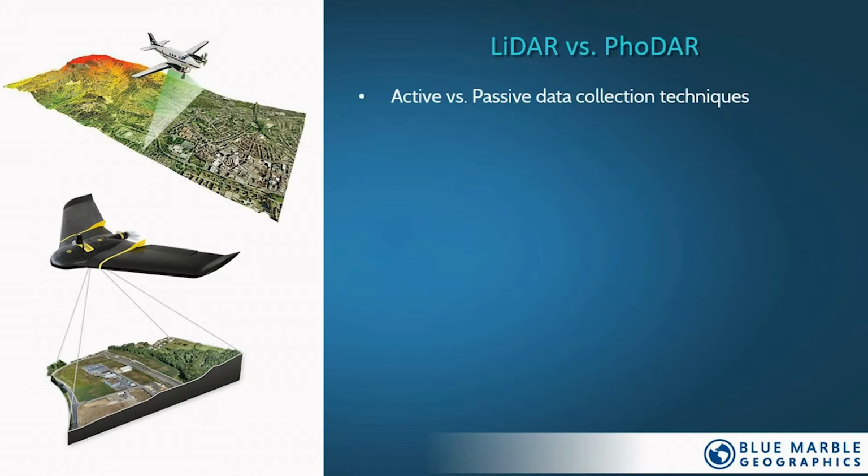LiDAR is an active system. A laser-based system that literally scans the ground, picking up returns from a laser pulse, determining where those returns were reflected from, and ultimately generating a point in real time. When you land that aircraft, or when you bring your drone down, because you can obviously have LiDAR on a drone as well, you basically have the data good to go. You can start working with it in real time. Whereas with FODAR, with the photogrammetric point clouds, there's a lot of processing involved.